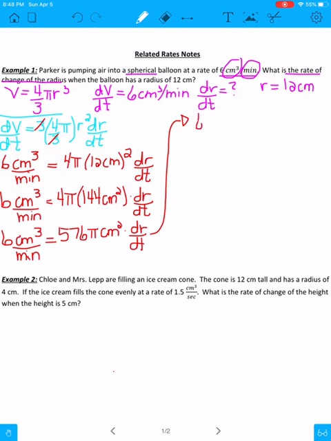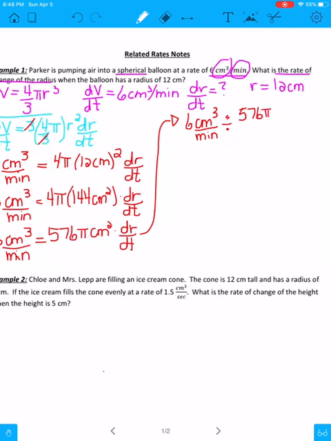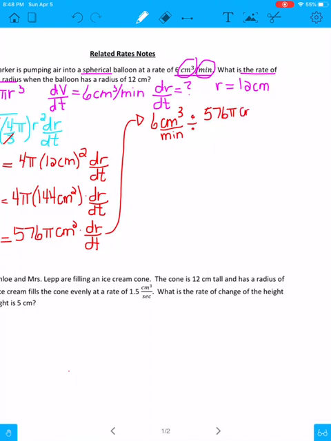So I'm going to get 6 centimeters cubed. Oh my goodness, that's a terrible 3. I'm going to retry that. 6 centimeters cubed over minutes divided by, and I'm going to write sideways because it's a fraction, so our units will be able to cancel, 576 pi centimeters squared equals dr over dt.